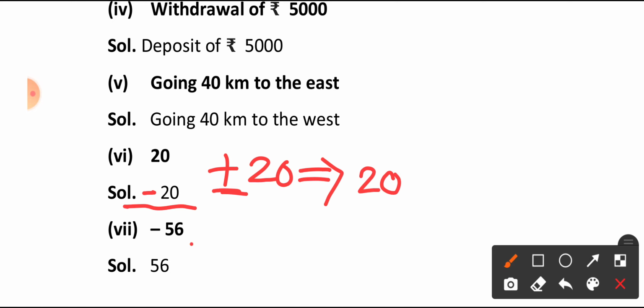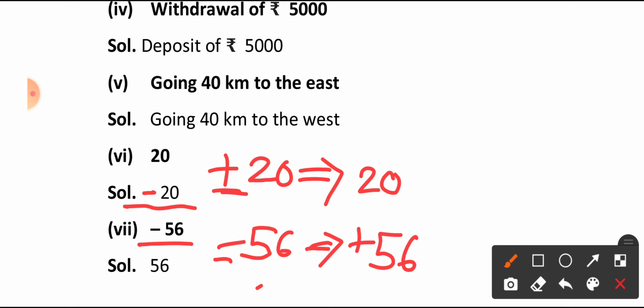The last one, minus 56. It is given minus 56. So what is the opposite of minus? It will be plus. So plus 56, or you can simply write it as 56. So these are the opposites what we have to write in this question number 1.